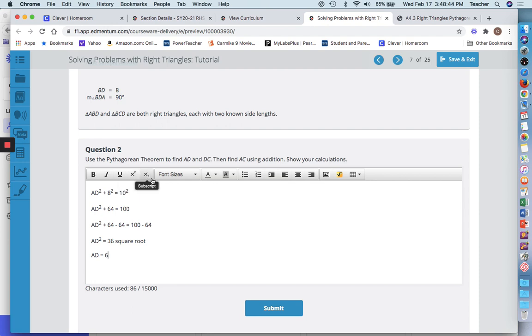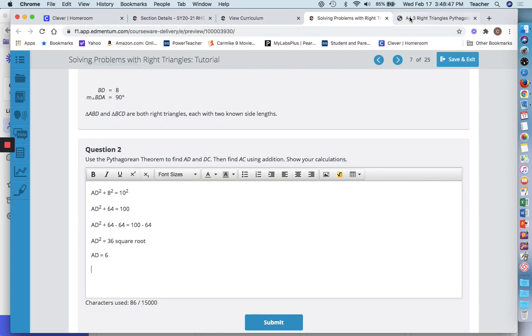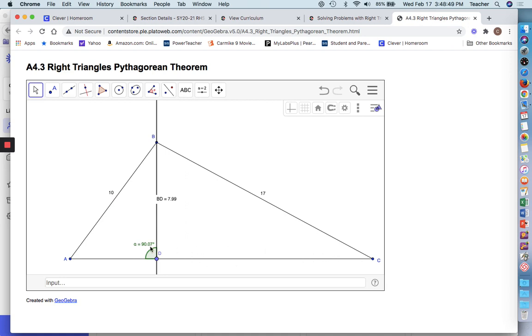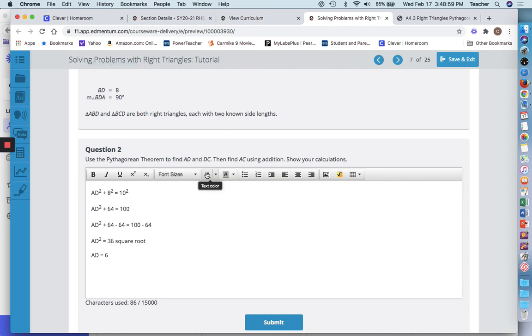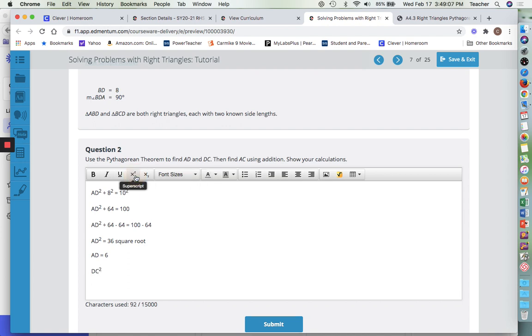Okay, now we have to find DC. DC is in this other triangle over here. So we do the Pythagorean theorem with the 8, DC squared, and the 17 squared, which is the hypotenuse. So DC squared plus 8 squared, and remember the hypotenuse was 17 over here, so it equals 17 squared.